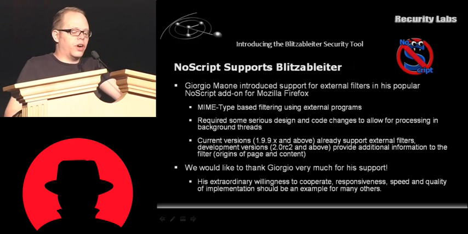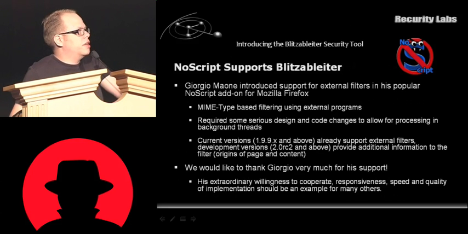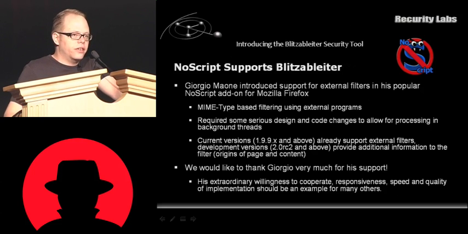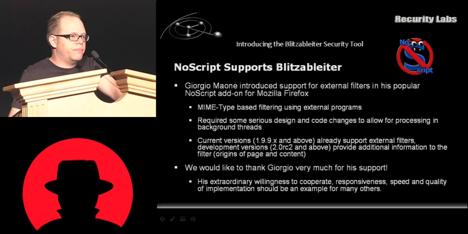So how do we get this into the browser? I asked Giorgio Maone what he thought about this idea, and he actually created support for generic external filters that includes Blitzableiter, but you can also use your AV in NoScript. So if you're on Firefox and you have NoScript, then it's very easily integrated. It's MIME type based, so you just give it the Flash MIME types, and it will then run Blitzableiter for every piece of Flash that you want to look at.